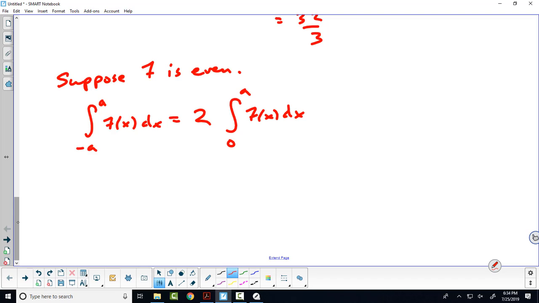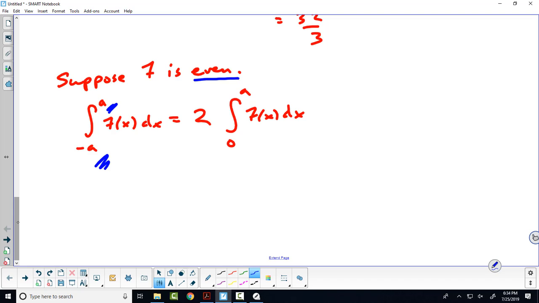Okay? Let's make sure this makes sense. There's two things I'm requiring here. What are the two things I'm requiring? I'm requiring f to be even, and what's the other one? Let's look at those limits of integration. They've got to be equal yet opposite. If that's the case, then rather than computing this definite integral, you can compute this one.